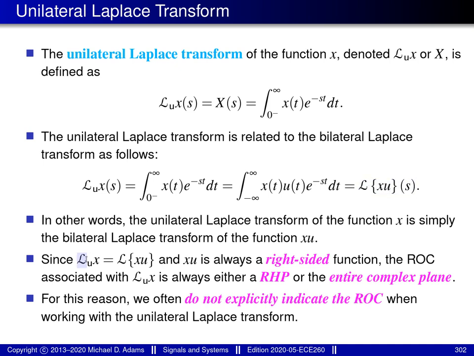Since the unilateral Laplace transform of little x is equal to the bilateral Laplace transform of little x times the unit step function, and little x times the unit step function is always a right-sided function, the region of convergence associated with the unilateral Laplace transform of little x is always either a right half plane or the entire complex plane. In other words, the algebraic expression of a unilateral Laplace transform unambiguously determines its region of convergence. For this reason, we don't usually specify the region of convergence explicitly when working with the unilateral Laplace transform. The region of convergence is simply understood to be the one that corresponds to a right-sided function.